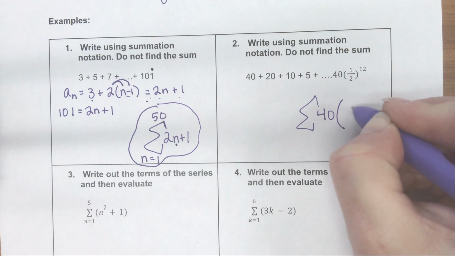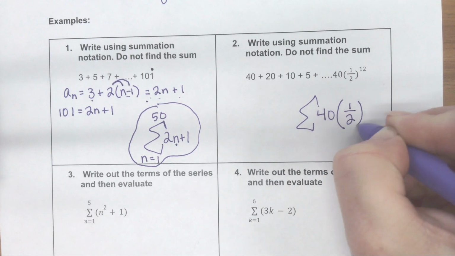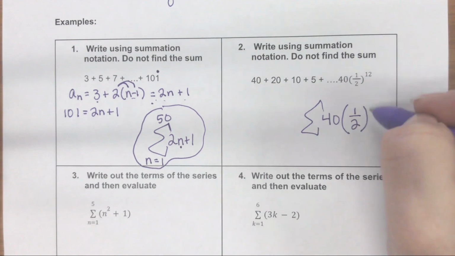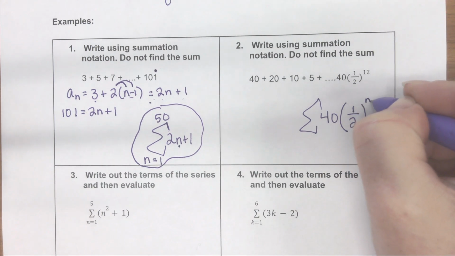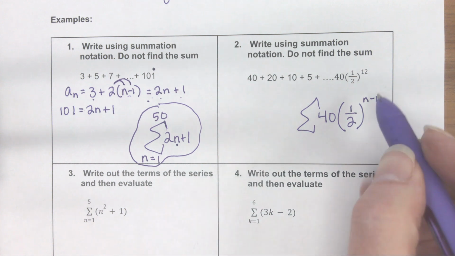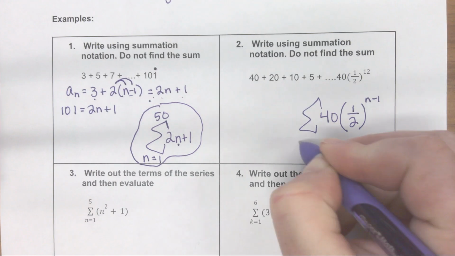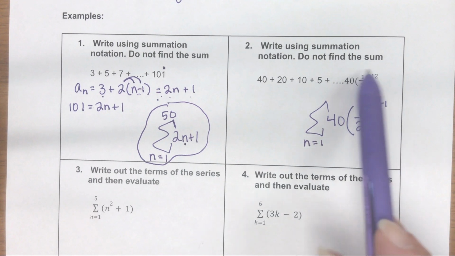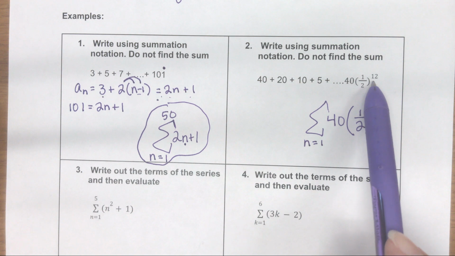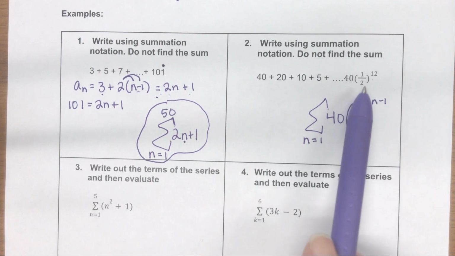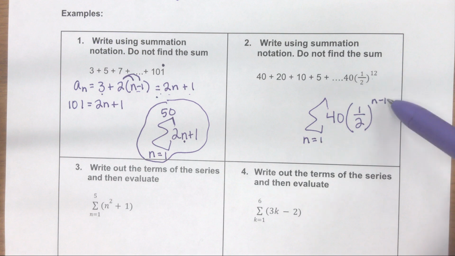Hold on. Do you agree that that is the explicit formula for that sequence? And we are starting this at our first term. And I actually was nice to you and I gave it to you in unsimplified form. The last term is 40 times 1/2 to the 12th. What term is this? This is the 13th term because 12 is n minus 1.